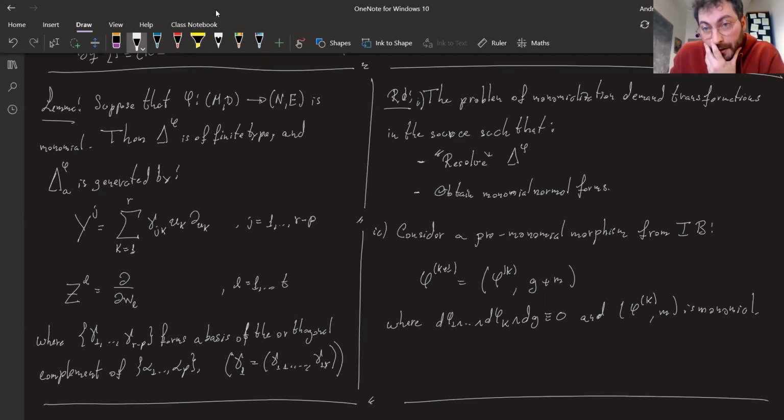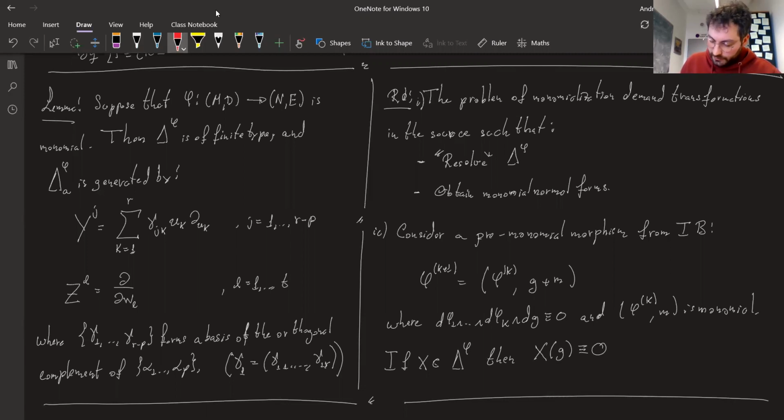The first thing I want to remark is that now, if we have a vector field in this sheaf, and we apply it to g, then we're going to get 0. So if x belongs to this sheaf, let me not be precise about the point, we don't have to germify, then when we apply it to g, we're going to get 0. And this is coming from this property here.